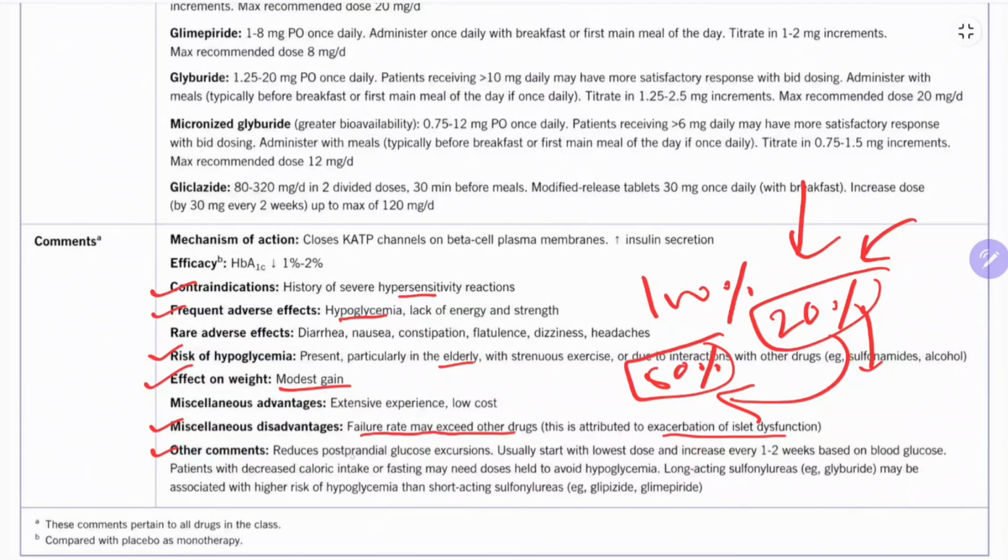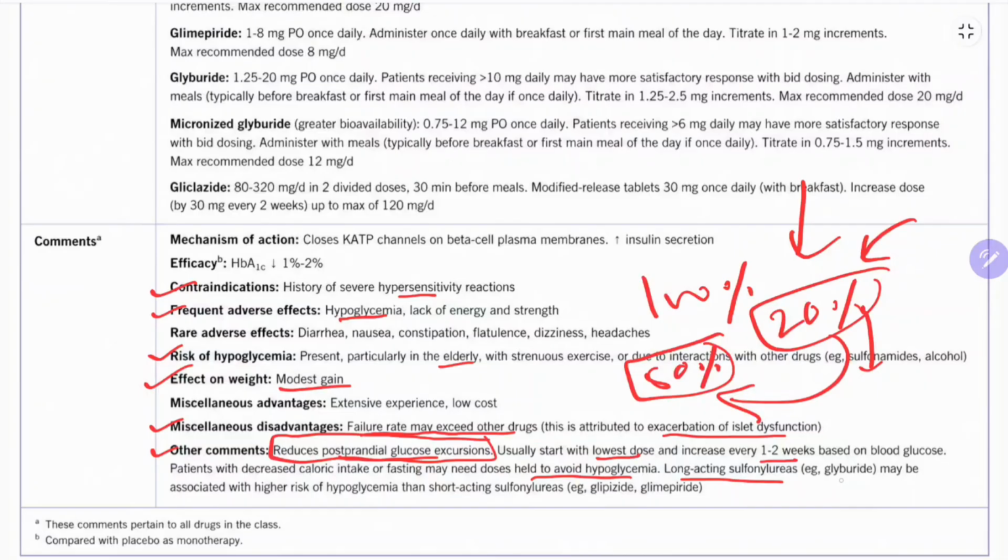Other comments: it reduces postprandial glucose excursion. This is an important point. After a meal, glucose excursion is reduced. That's why it should be given in the morning. So you should start with a low dose and increase every 1 to 2 weeks based on blood glucose. Patients with decreased caloric intake or fasting may need doses held to avoid hypoglycemia. If you are not taking food, you don't take these sulfonylureas.